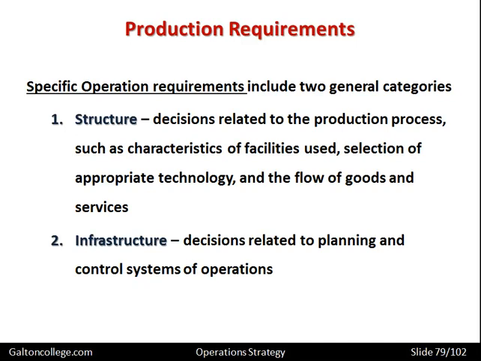The infrastructure are the decisions related to planning and control systems of operations. So there should be a way of controlling the structure of the organisation, the way it goes about producing the output. There should be control systems, and the management should be able to intervene to ensure that there's continuity in production, there's a smooth passage of raw materials through to finished product.